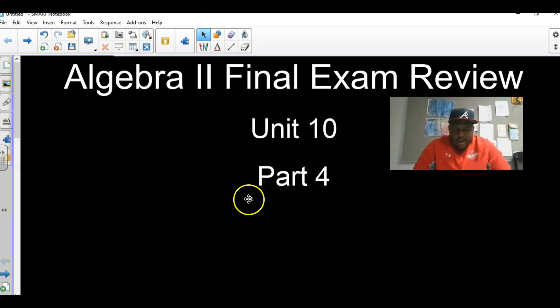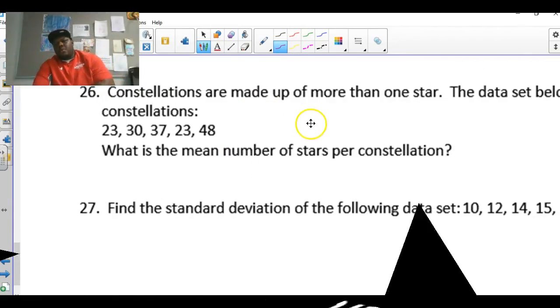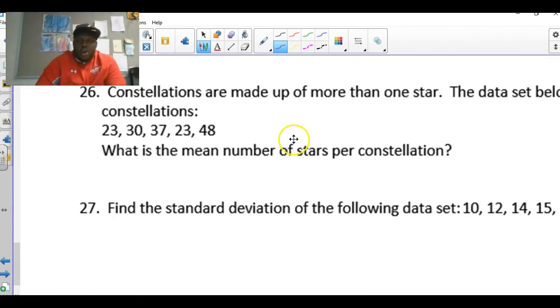Let's keep rolling. All right, guys. So constellations are made up of more than one star. The data set below shows the number of stars that make up 5 different constellations. All right, so we have 23, 30, 37, 23, and 48. It says, what is the mean number of stars per constellation?